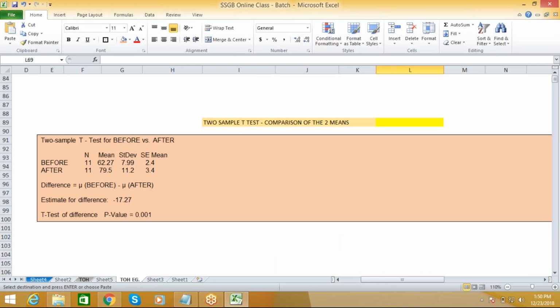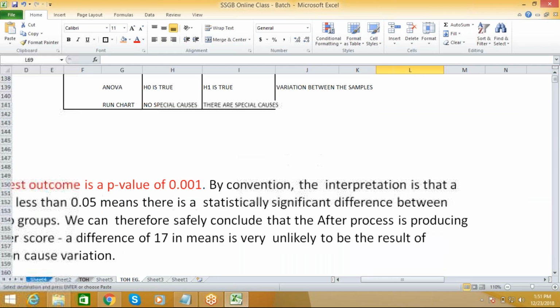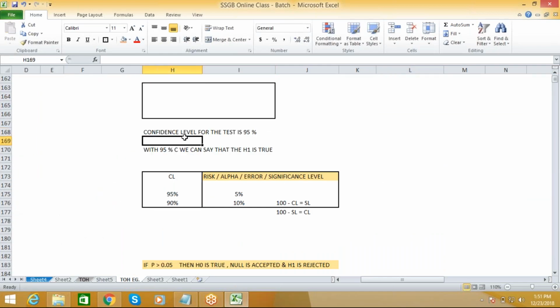So I just asked the question, what do you mean in this example? What do you mean when we say we did this particular test, which we just completed, the example of the training program? If the confidence level for this test of hypothesis was 95%, then what does it mean? In this case, we can say with 95% confidence that the H1 was true.